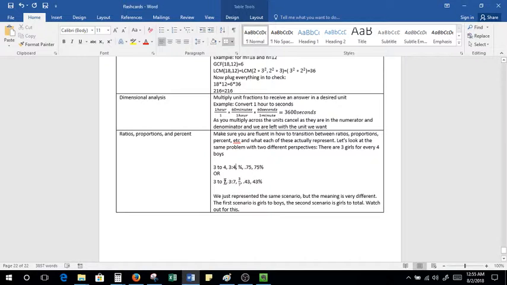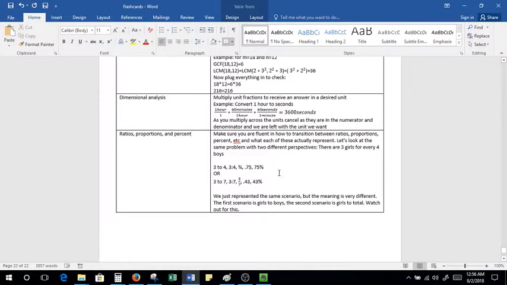We could also have 3 to 7. This is also 3 to 7, 3 over 7, 0.43, or 43%. Neither one of these is wrong. They're just looking at this problem and expressing it differently. The first one is saying girls to boys, right? And the second one is looking at girls to the total number of people, right? So if there's 3 girls for every 4 boys, then it's 3 girls for every set of 7 human beings, if you want to say that.